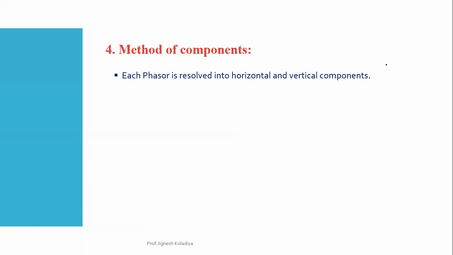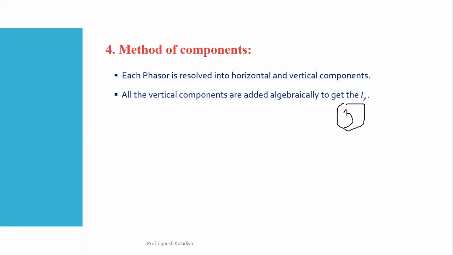Each phasor is resolved into horizontal and vertical components. This is the first step. All the vertical components are added algebraically to get Iy. What is the meaning of this? If you have three vectors, you will get three y components. Similarly, if you have three vectors, you will get three x components. Let us say for the y components it is y1, y2 and y3, and here it is x1, x2 and x3.